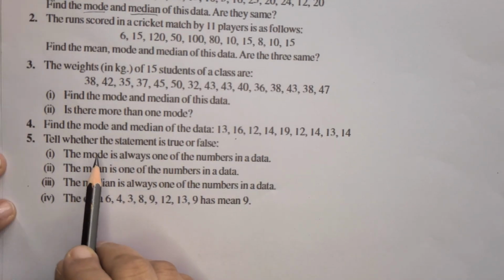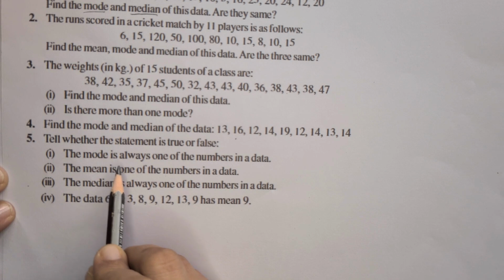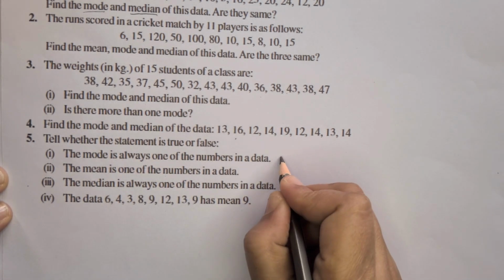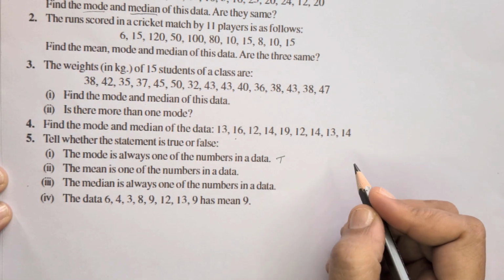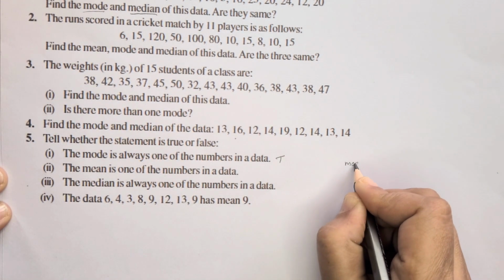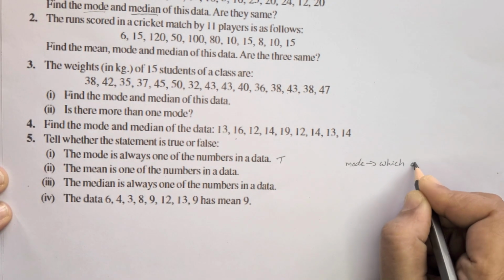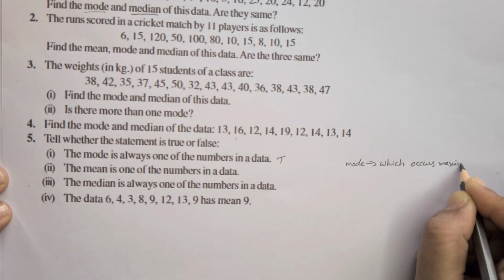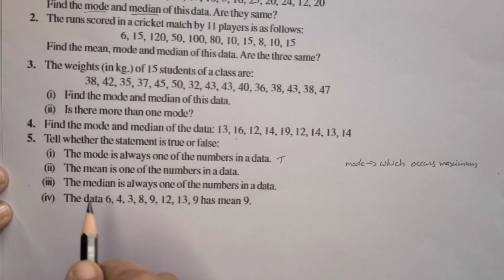Question number 5. Tell whether the statement is true or false. First one, the mode is always one of the numbers in a data. That is true. What is the reason? Mode is the value which occurs maximum. Mode means which occurs maximum. So that will be one of the values in the given data.